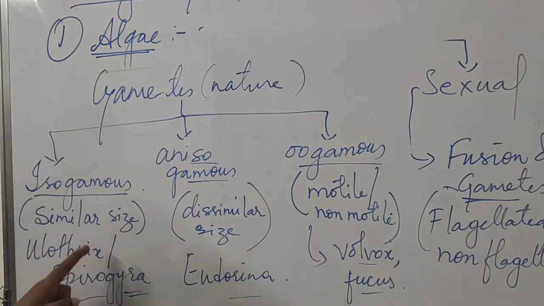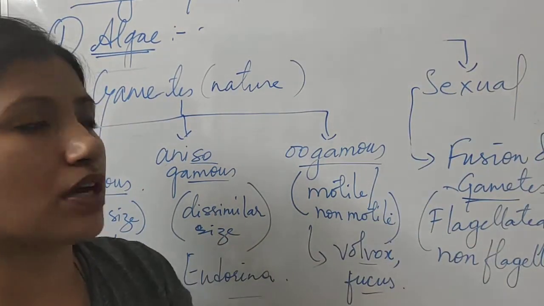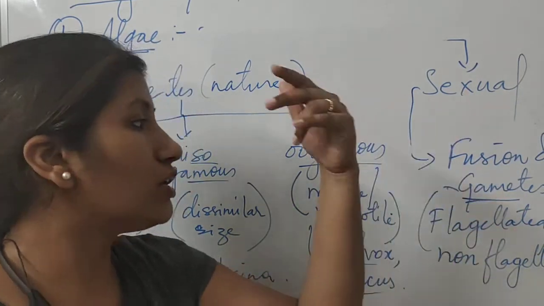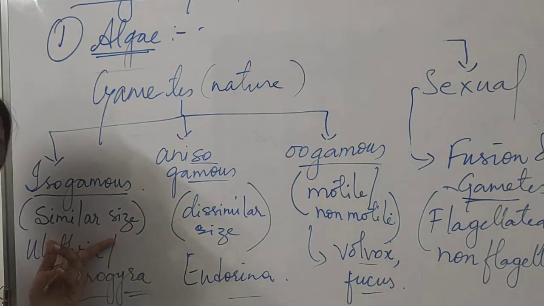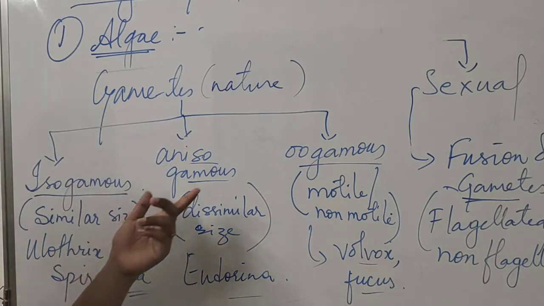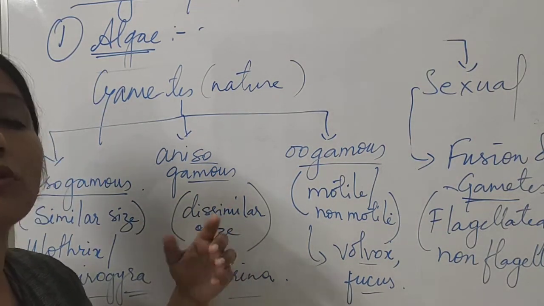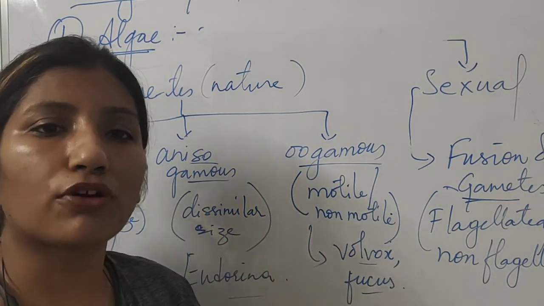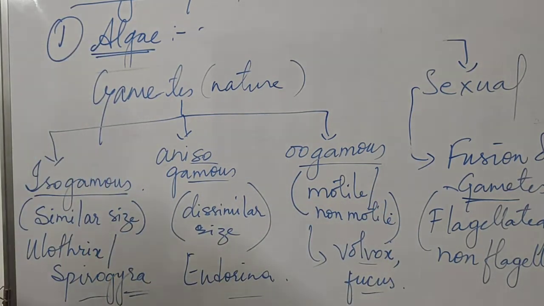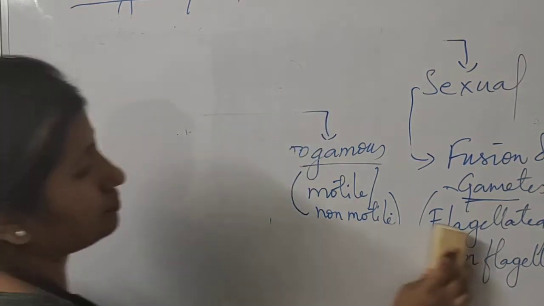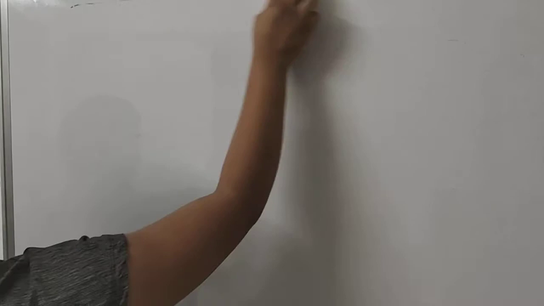Fusion of gametes leads to sexual reproduction. For the fusion, one of the gametes should be male and the other female. If both the male and female gametes are the same in size, it is called isogamous. Anisogamous means both the shape and size are different. And in the oogamous case, one of the gametes should be motile and the other non-motile. So here we have seen the general characteristics of algae. Now we will see the significance of algae. In what way is algae beneficial for us?